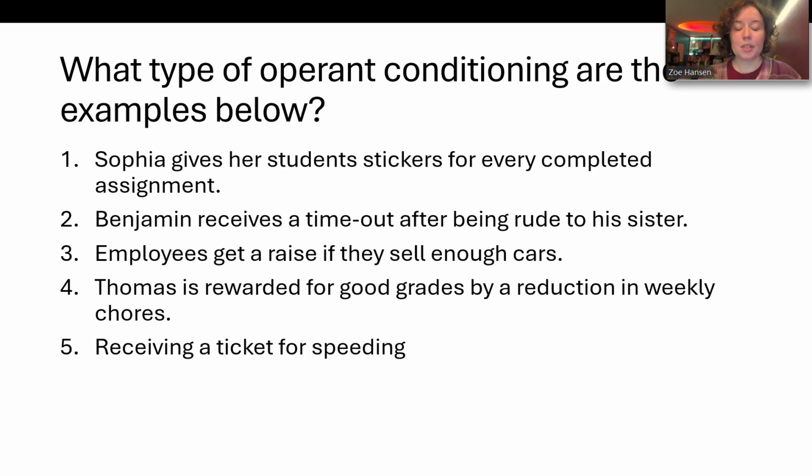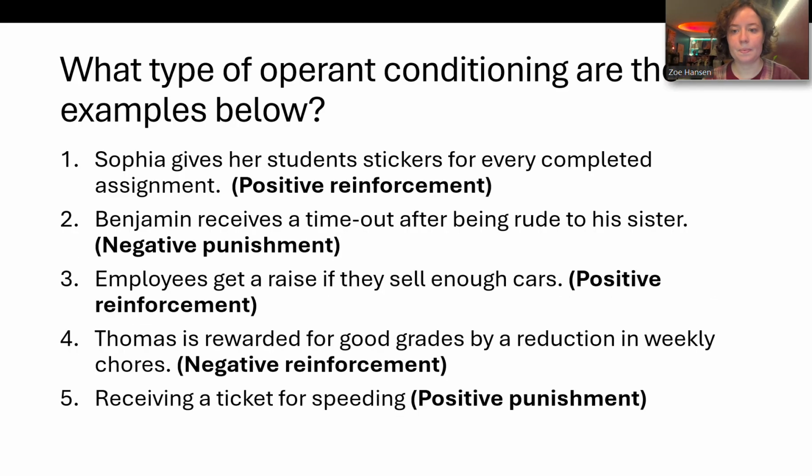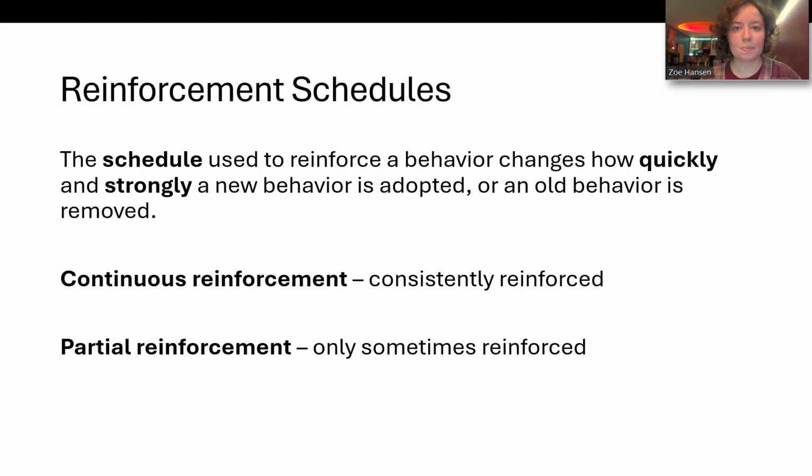And so now that we have considered the different components of operant conditioning, please consider these 5 examples and give your best guess at what type of operant conditioning each one is describing, and we'll go over them as a group in a bit. Okay. Well, great work, everyone. We have correctly identified which components of operant conditioning are described in each one of these examples.